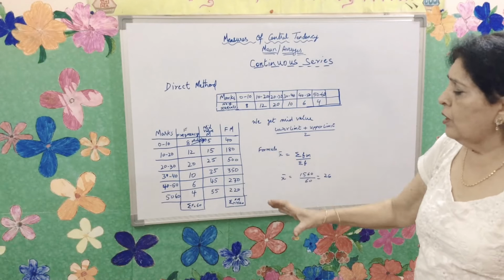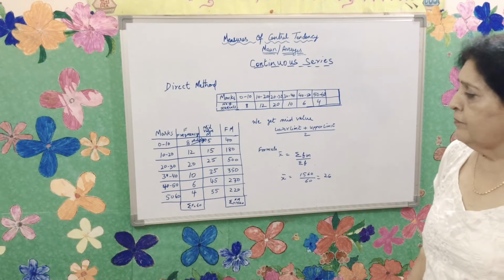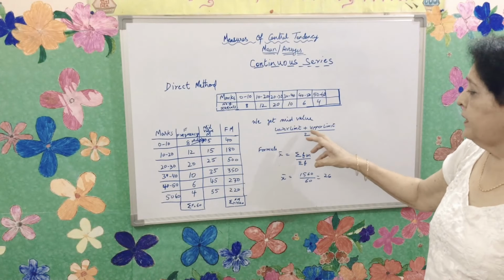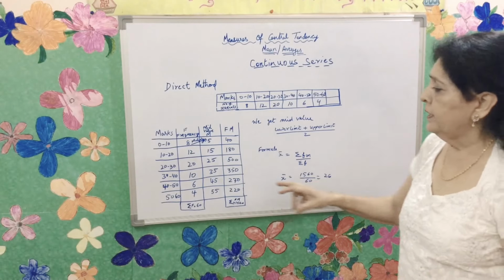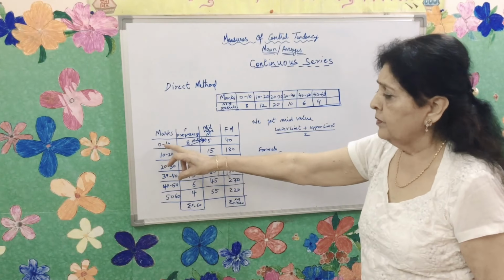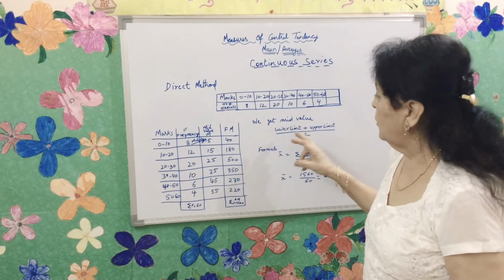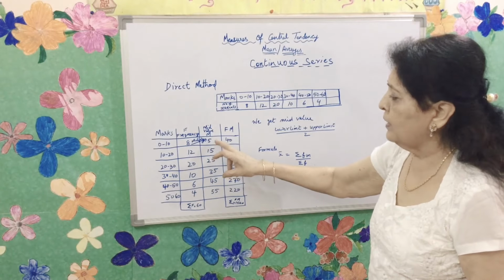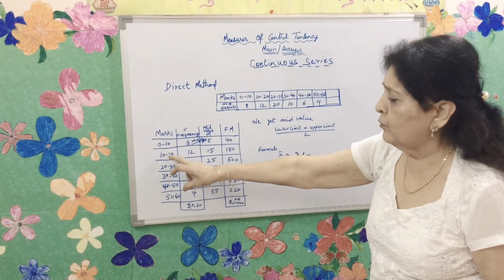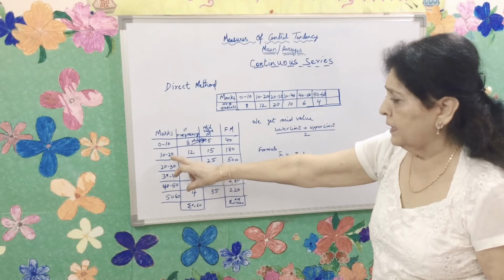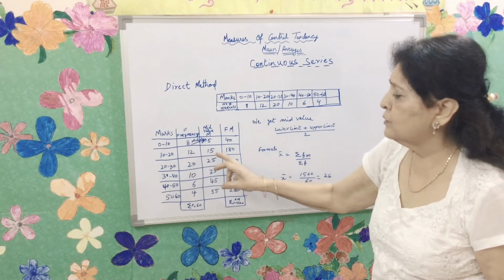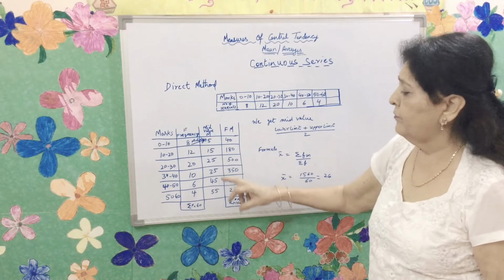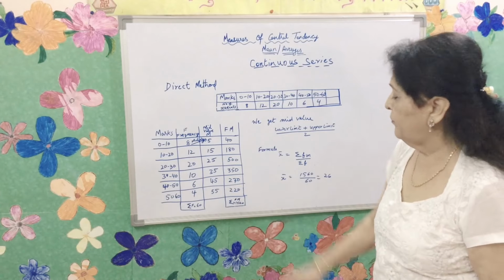Now I'll show you how we have taken out the mid value. The formula for mid value is lower limit plus upper limit upon 2. Here the lower limit is 0 and the upper limit is 10. So 0 plus 10 upon 2 is equal to 5. So the mid value is 5. Again 10 to 20 will be 30, 30 divided by 2 is 15 and so on. So these are the mid values we get: 5, 15, 25, 35, 45, 55.